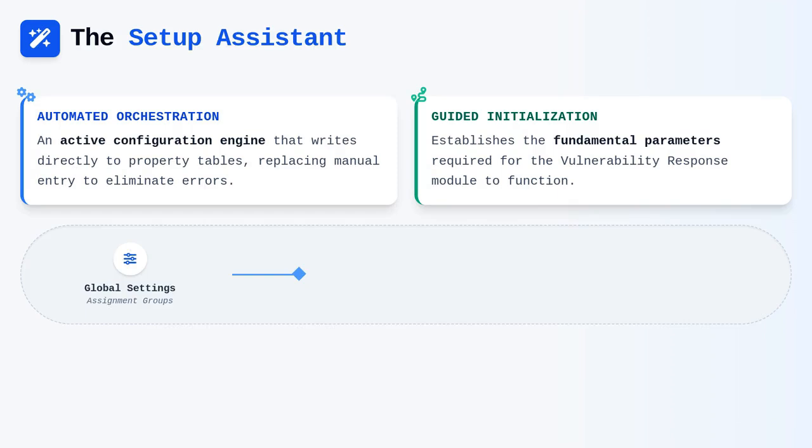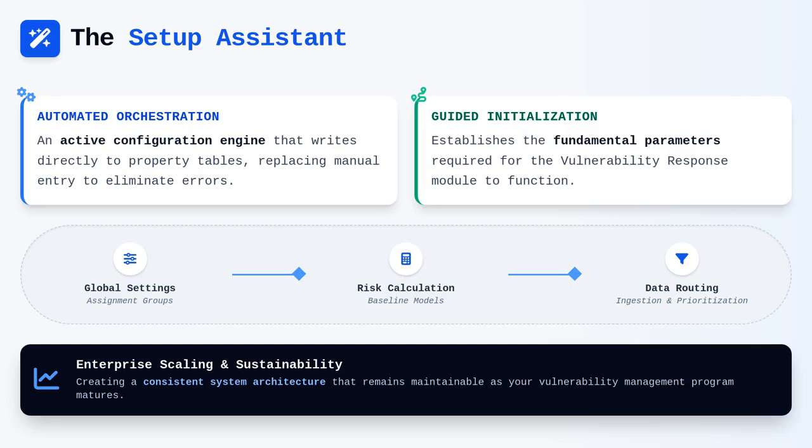When you step through the workflow, the assistant prompts for global settings such as default assignment groups and baseline risk calculation models. These decisions dictate how vulnerable items are ingested, prioritized, and eventually routed to the correct remediation teams. It is essentially about establishing a consistent system architecture that remains maintainable as your vulnerability management program matures and scales across the enterprise.